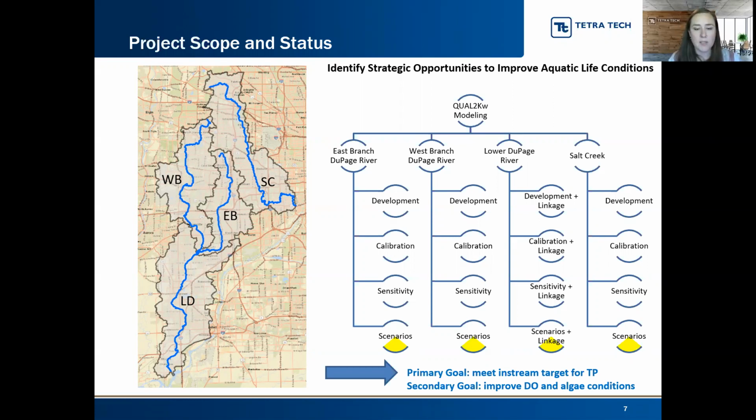So our primary goal, as Stephen mentioned, is meeting an in-stream target for total phosphorus. We'll talk a little bit about that in a moment. And the secondary goal was, if we can meet that TP target in stream, what kind of improvements can we see, or do we see, are there any, relative to dissolved oxygen and algae conditions?